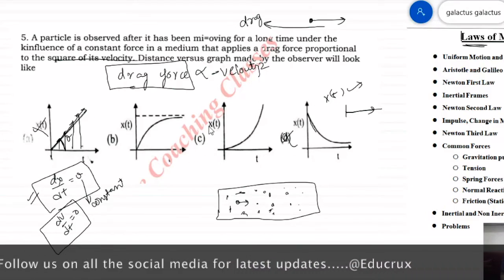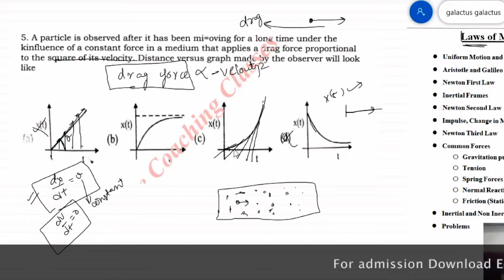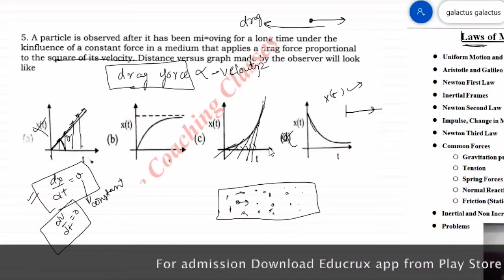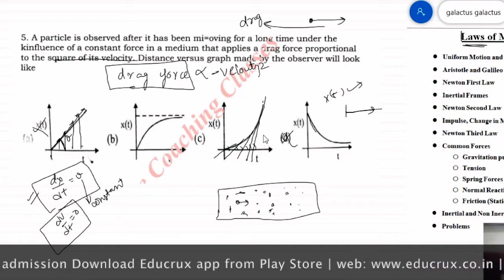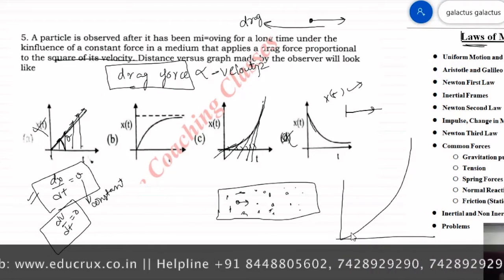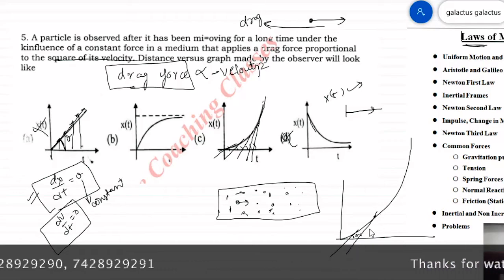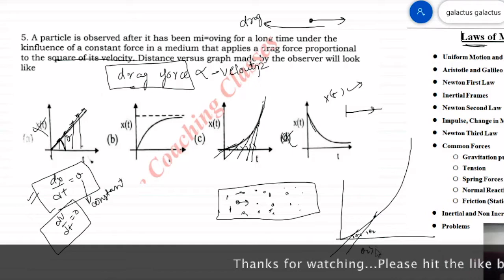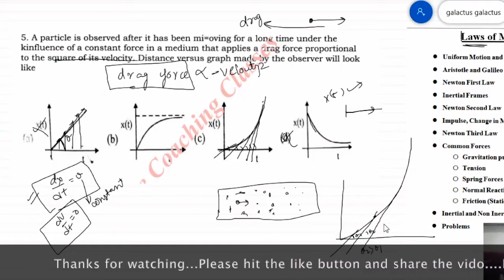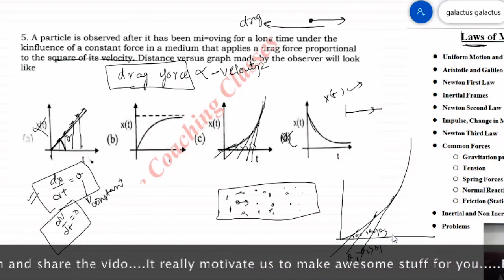From the C graph, we can see that at every instant of time, if I draw a slope, the slope will increase with time. That means the velocity of the particle in the medium increases with time. As I draw the slope of this graph, I see that at this instant the slope is theta 1, and at this instant the slope is theta 2. So theta 2 is greater than theta 1. Similarly, if I draw another tangent, this is theta 3, which will be greater than theta 1 and theta 2, and so on.